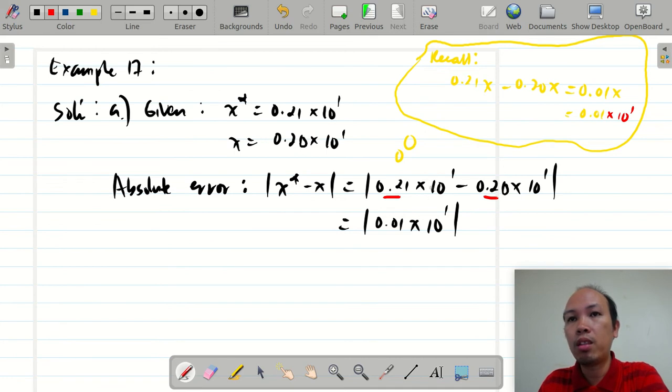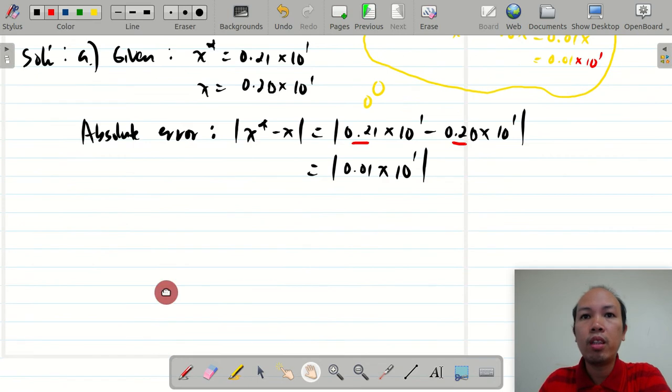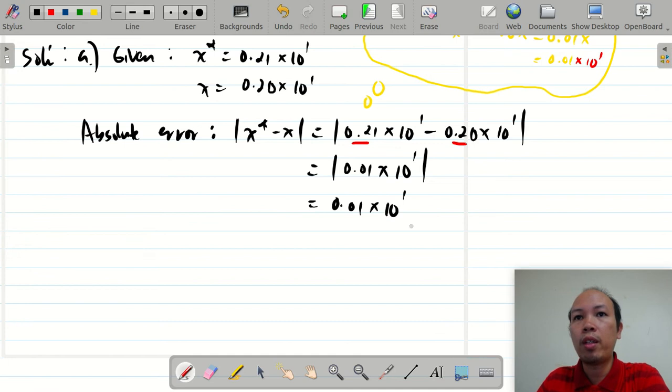Just imagine that this is just a variable. So after taking the absolute value, the absolute value of a positive number is positive. So this is 0.01 times 10 to the 1. So this is for the absolute error.